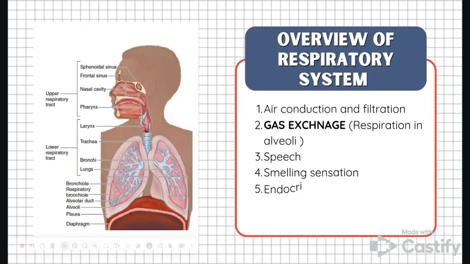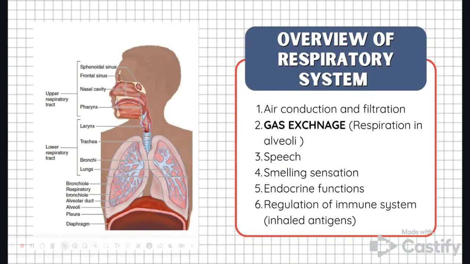So a quick overview before we get into things. The respiratory system has many different functions. Some we've talked about, such as gas exchange, which is the most crucial, air conduction, filtration, speech, smelling sensation, endocrine function, regulation of the immune system, and inhaled antigen handling. These are things that we've discussed already in class. Today's lecture is not to talk about the function, but rather the structure and how things look under a microscope.